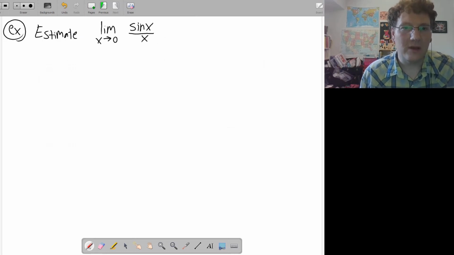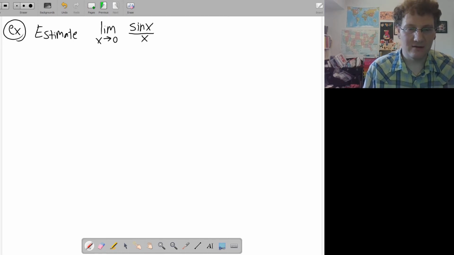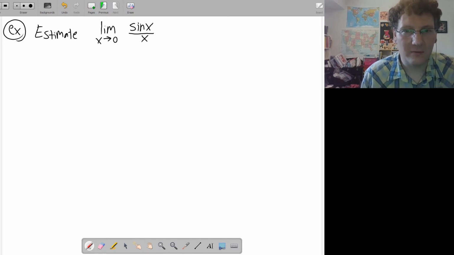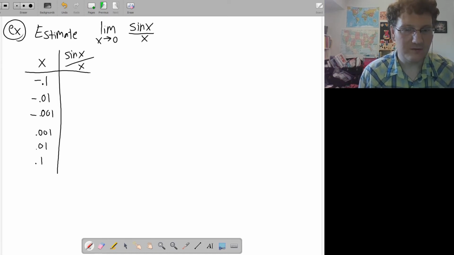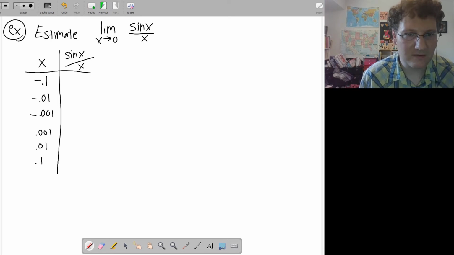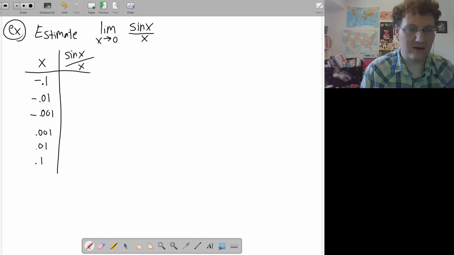Here's another one. We want to estimate the limit as x approaches 0 of the function sine of x divided by x, and we'll estimate it by plugging in some values. So let's just plug in the values -0.1, -0.01, and -0.001 into this function, and then we'll do the positive values and just see what we get. I'll evaluate those.